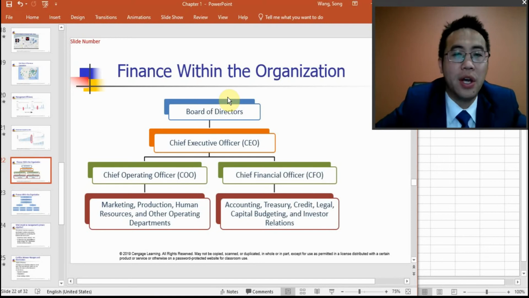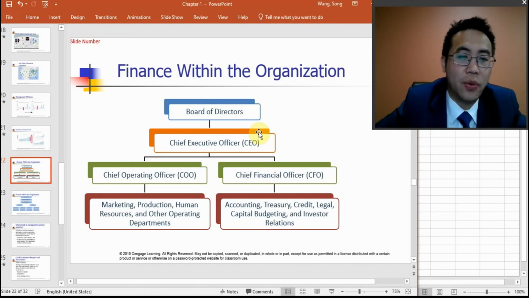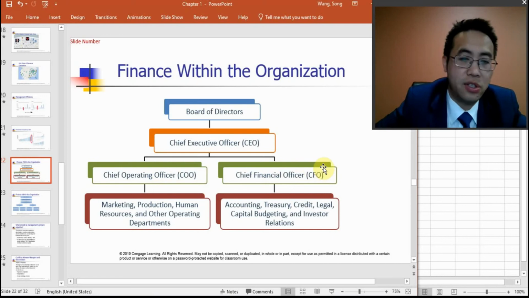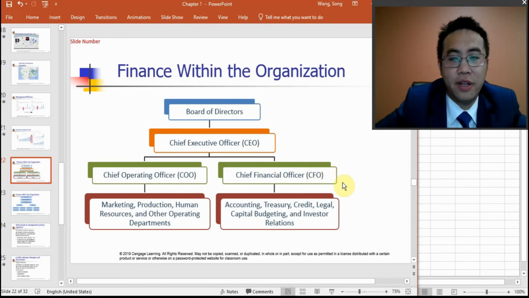However, the board of directors cannot meet on a daily basis. They have to appoint a general manager, which is a CEO, chief executive officer, to run the firm on a daily basis. Under the CEO, there is a chief operating officer, COO, and there is a chief financial officer, CFO. The COO takes care of the marketing, production, and other kinds of daily operations of the firm. And the CFO makes sure all the operations are supported sufficiently with enough cash and credits.